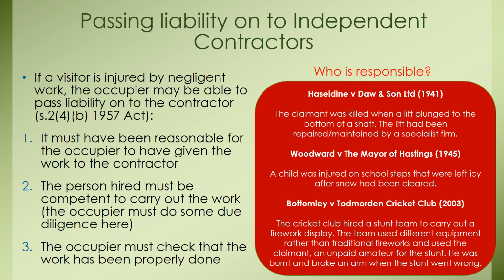And then thirdly, with Bottomley, the cricket club was liable because they failed to choose safe and competent contractors. What happened here, which you might not know without doing more reading of this case, was that the stunt team actually had no insurance as well, so you might glean from the facts that they weren't going to be competent. So I hope that helps you in terms of identifying potential defences here for occupiers.